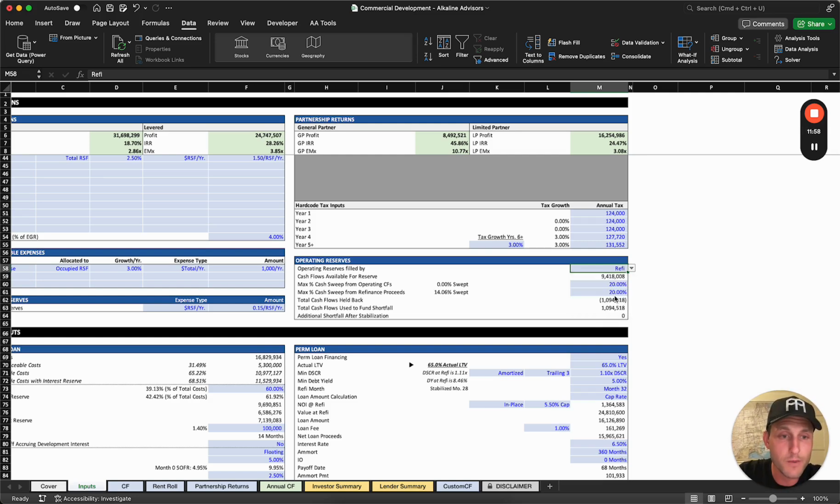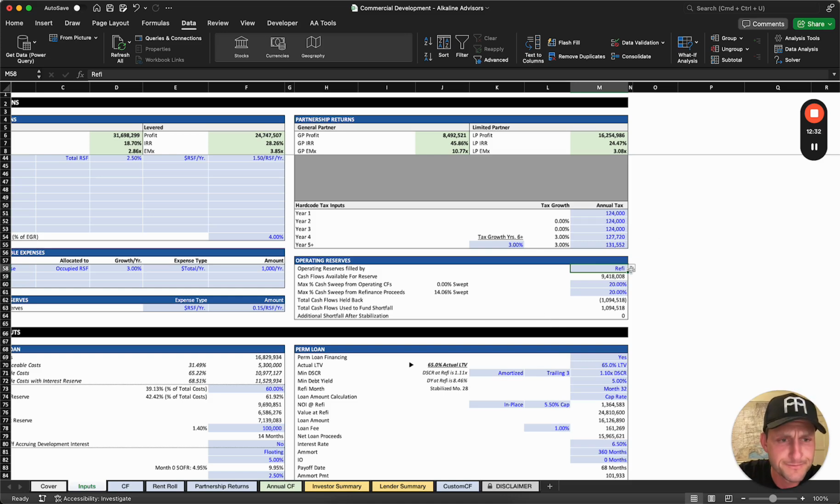So if we were just sweeping the refi, we're going to sweep 0% of the operating cash flows, right? And let's say we want to sweep 20% of each, but we're just sweeping the refi, so we're not going to sweep any of the operating cash flows. And the most that we need to sweep to cover, let's call this a $1 million shortfall. Again, if we toggle this to equity, the shortfall is $1 million. So the most that we need to sweep is not 20%, it's only 14%. So we're not going to sweep more than we need, so to speak.